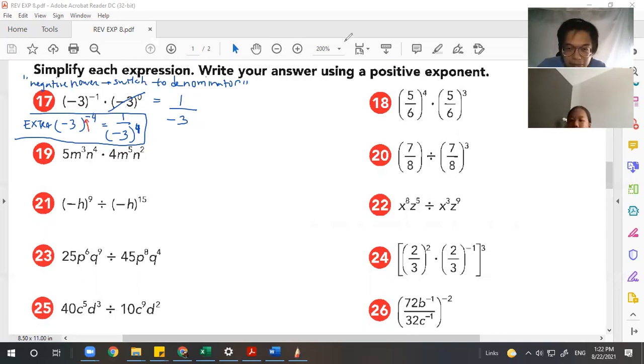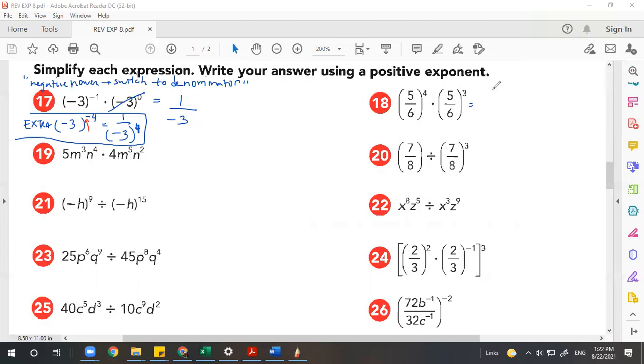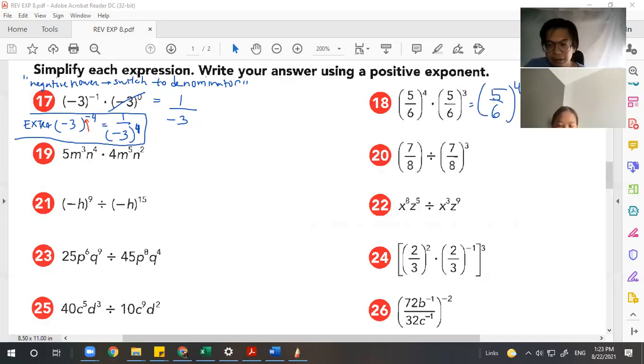Okay, now we try to do number 18. 18 is still simple. Look, 5 over 6 and 5 over 6. They share the same base, right? If they share the same base, you just look at the power. 4 and 3 multiply, so you have to add the powers, right? So it becomes 5 over 6 to the power of 7, right? Any questions so far?